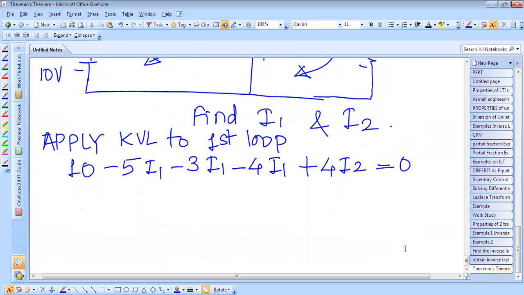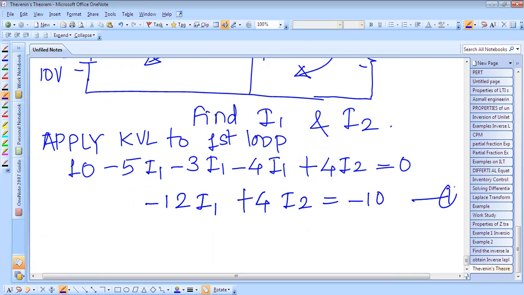So now we will further solve this: 5 plus 3 plus 4 is 12. This is minus 12I1, plus 4I2 is equal to minus 10. So this is your equation number 1. So again we have to apply KVL to the second loop.